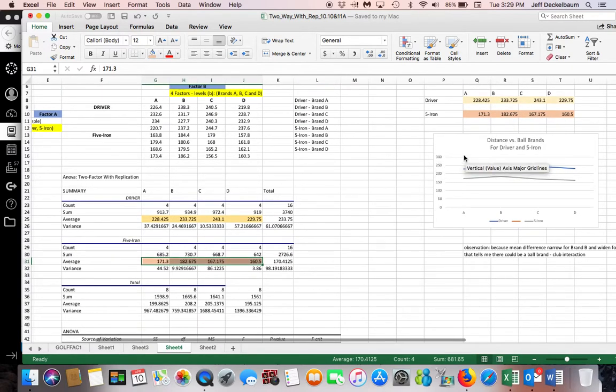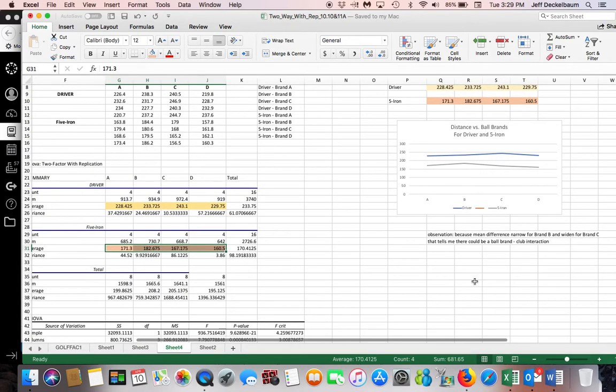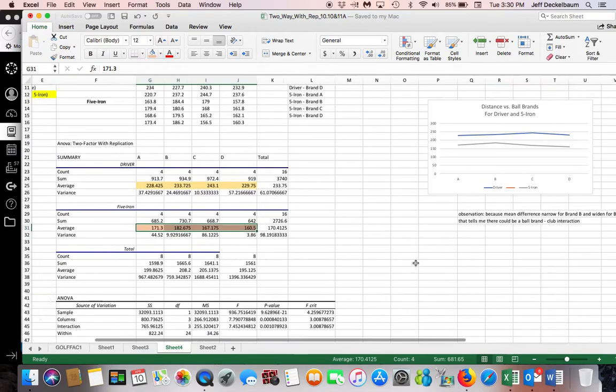reddish color. Then I used Excel, I plotted this. So what I see here is a plot of distances versus the 4 golf ball brands for the driver and for the 5-iron. So an observation, because the mean differences narrow for brand B and widen for brand C, tells me that there could be a golf ball brand club interaction.